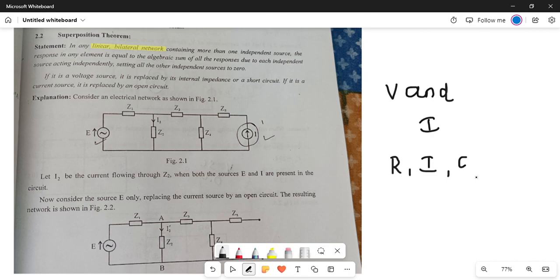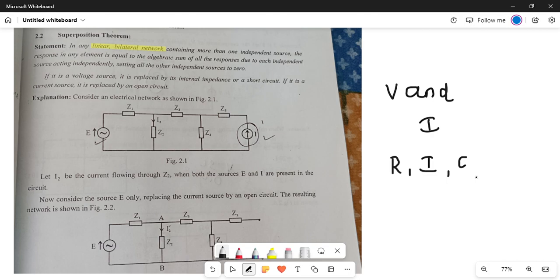A linear network means that when the current or voltage is changed with respect to time, the parameters, that is the resistance, inductance or capacitance of the components, will not change at all, irrespective of the change in current or voltage with respect to time. So a linear circuit is one whose parameters are constant with time. They don't change, right?